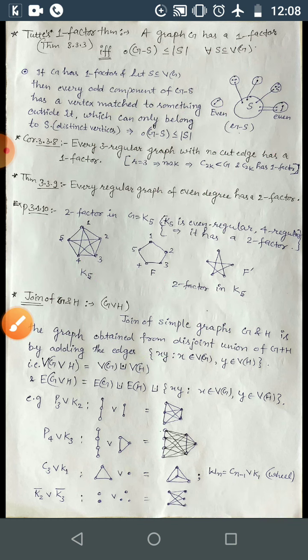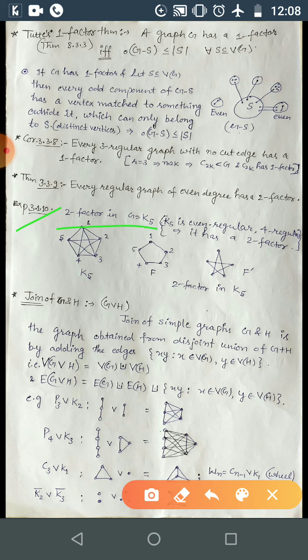So obviously it exists. Now come to example number 10 that I already discussed, the 2 factor in the complete graph of order 5.